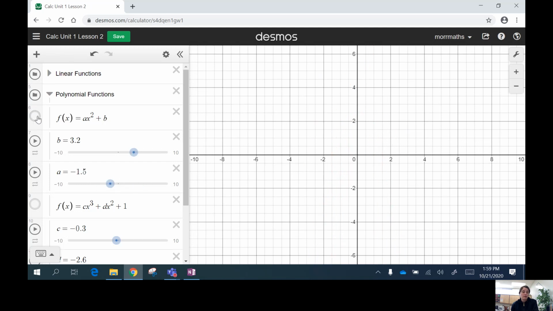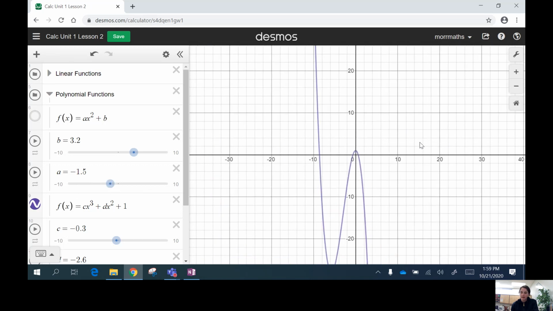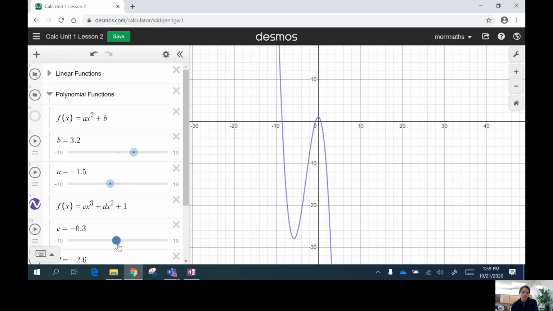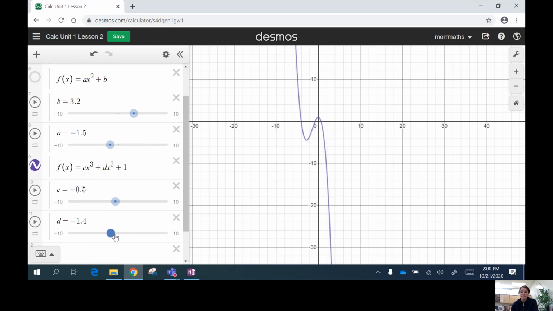Degree 3 polynomials have 2 bumps. Let me zoom out a little so you can see the whole graph. You can see the 2 bumps, and the numbers in front of x cubed and x squared determine where those bumps lie. If you had degree 4, you'd have 3 bumps. Degree 5 has 4 bumps, etc.